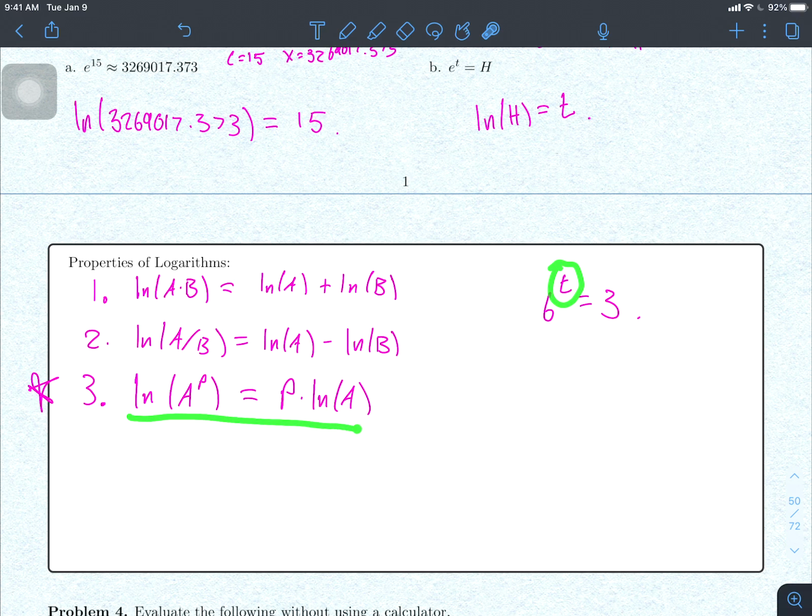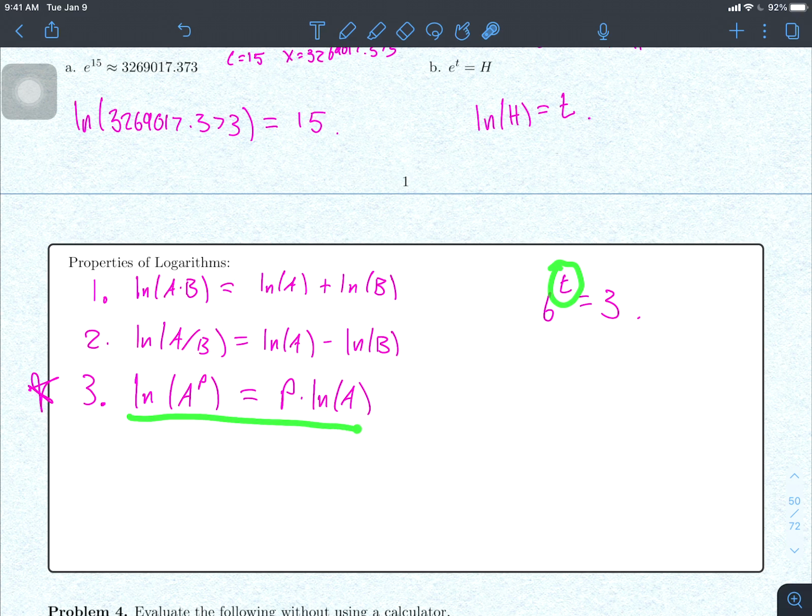So if you remember one property of logarithms, please let it be number 3. It's the most useful thing ever. We can take the p from the exponent inside and write it as a product on the outside.